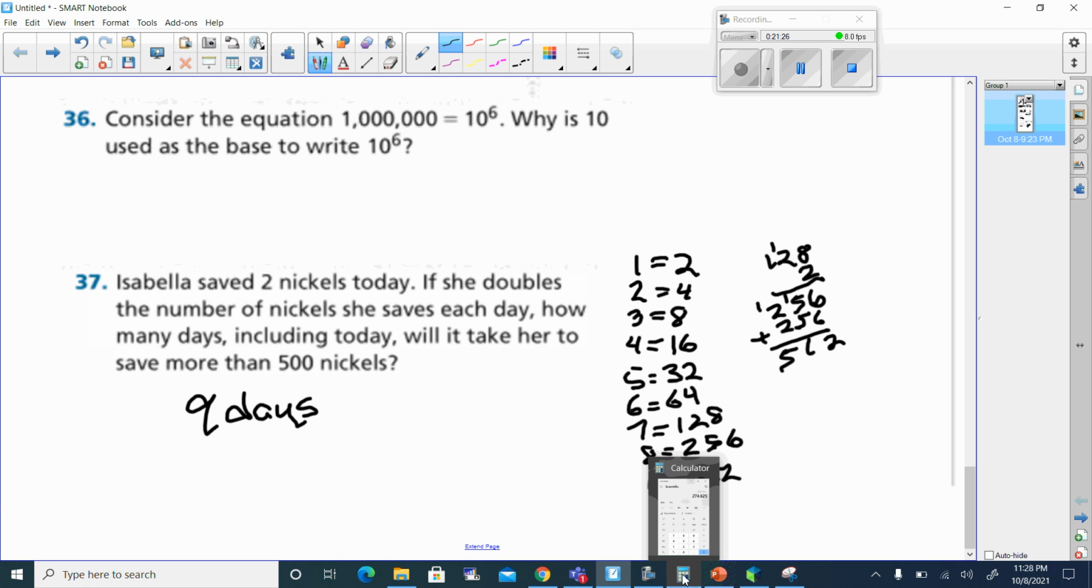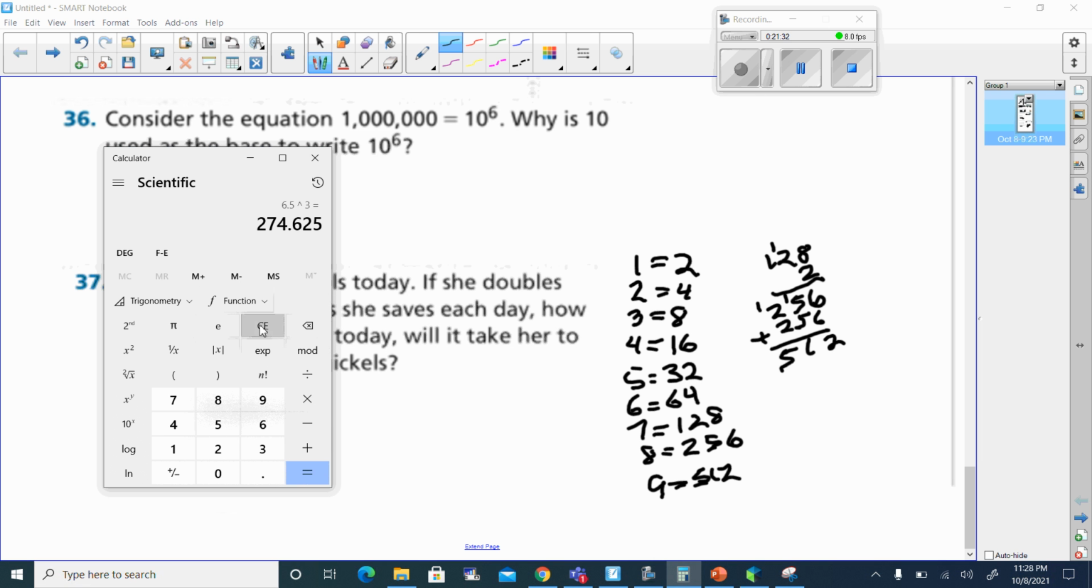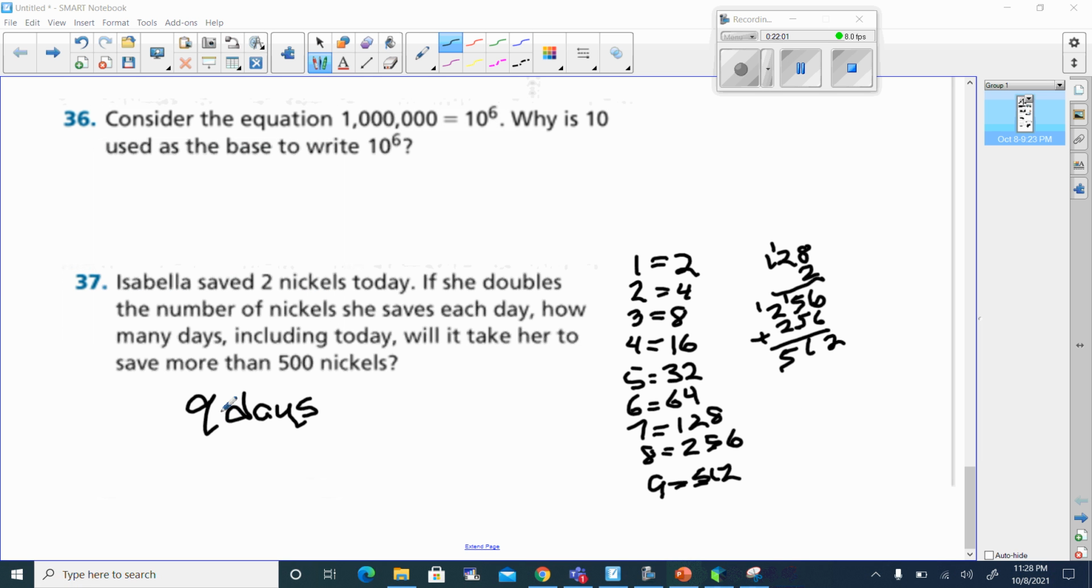I'm just curious if I could have found it one other way. If I would have just said, I have the power of 2, right, and I'm trying to get to 512. Is there a way I could have done this on my calculator? Well, I can double check, I guess. I can put 2 to the 9th power, and that gave me 512. So I could have just also kept doing it by the power, increasing my power by 1. But that's the same thing as multiplying it, right? So 9 days it would take to get 500 nickels is my answer.